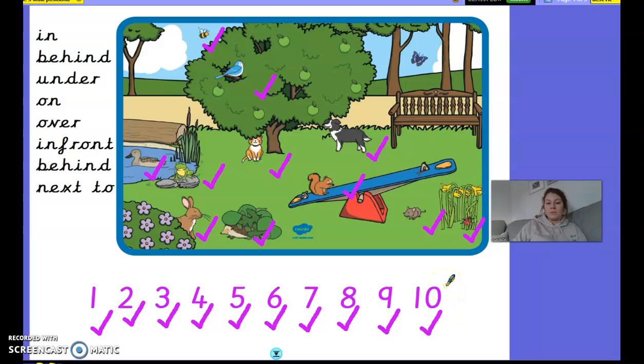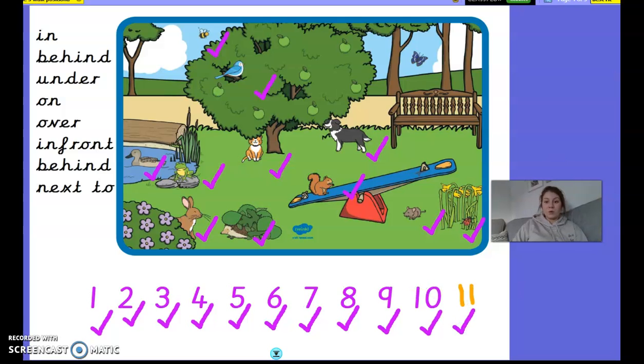Shall we count on? Let's see if we can count on from 6 to work out what's 1 more than 10, rather than starting all the way from 1, which will take us ages. We'll start from 6. 6 in our head. 6, 7, 8, 9, 10, 11. It's 11, so I'm going to write the number 11 here. There we go. And we are going to tick that one as well, because now we've got 11 creatures.